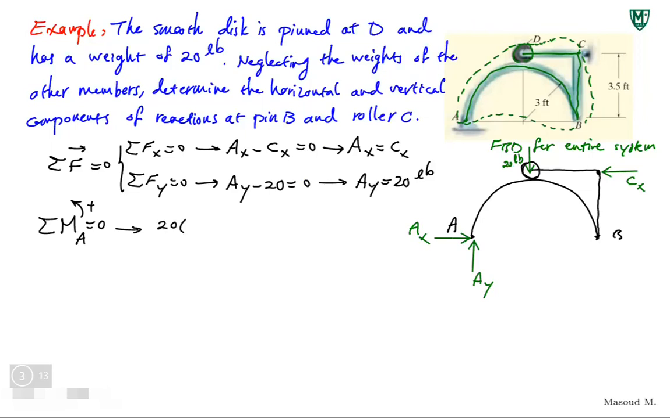20 pounds times, what is the distance I have to use? What should it be multiplied with? 1.5. Let's see. We have this distance there. All right, 3, exactly. Just to make sure that everyone can see that, this is the line of action for this 20 pounds force. The perpendicular distance between that and the point I'm finding the moment about is the radius of the circle, which is 3 feet. So I'm just going to multiply that by 3.